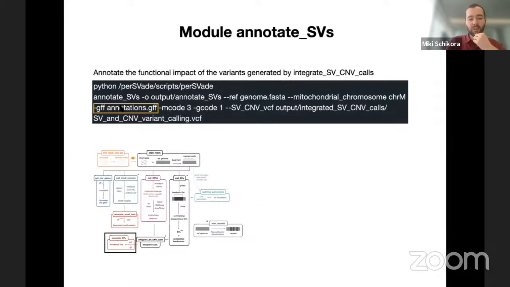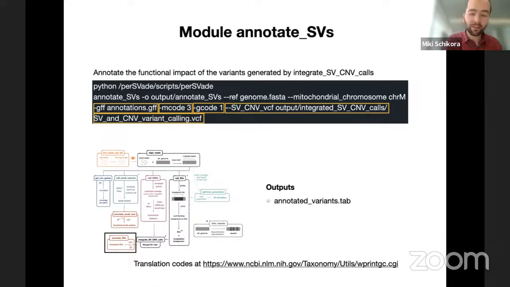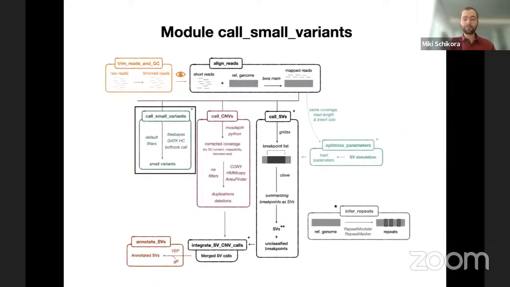You provide the GFF file with the annotations with all of these genes. Then you have to specify the translation codes, which could be very different for different species. For the mitochondrial DNA and also for the genomic DNA, you can find these different translation codes in NCBI. And then you provide the VCF with the structural variants that are merged. And with this, you get a file that has all of the annotated variants.